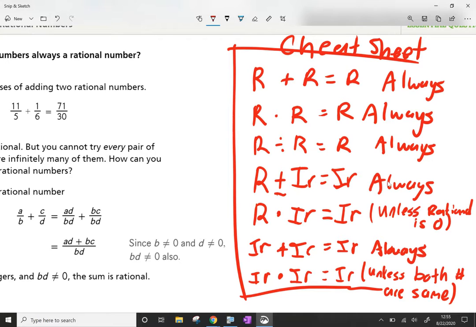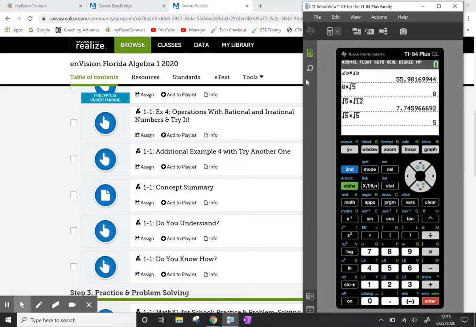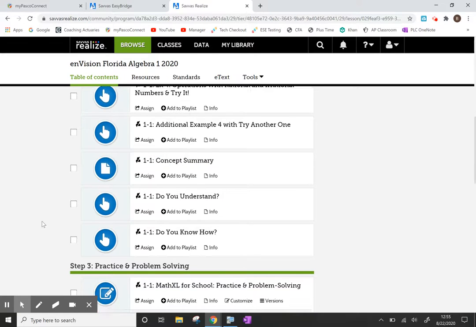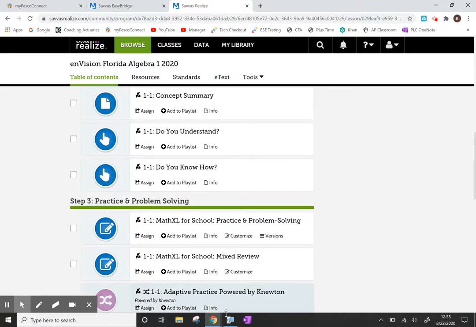All right, but there's your cheat sheet. The two main ones to point out really are these multiplication ones, the rational times irrational and irrational times irrational, because they have some exceptions, but everything else works all of the time. I'm going to close this cheat sheet out now. So if you need to write it down, just pause the video. I'm going to get rid of that. All right, that's going to answer it for those.